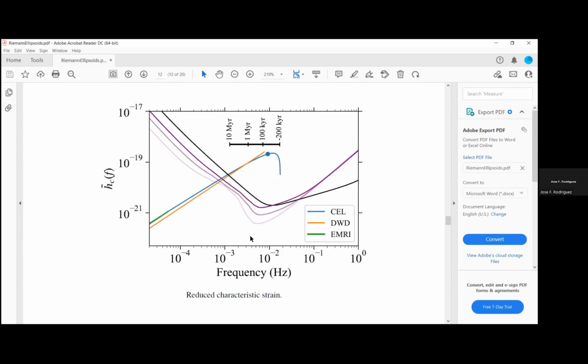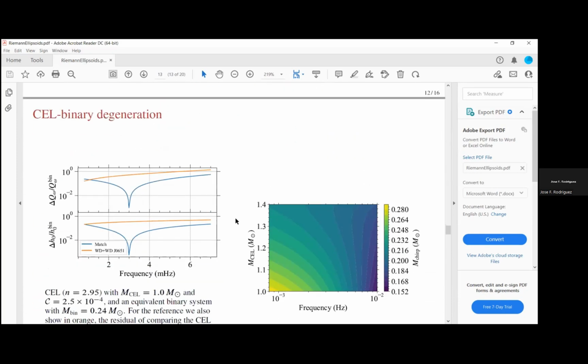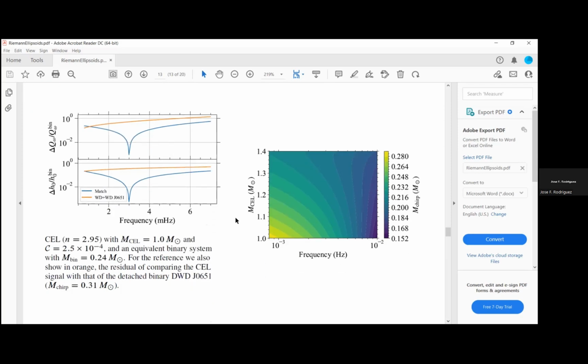In this plot, I show you the characteristic strain of these objects, and you can see that the characteristic strain is above the LISA and TianQin noise curves, so they are detectable in principle. Now, here I compare the phase evolution of a chirping ellipsoid and a binary. You can match them at a point and they continue to evolve almost indistinguishably. They are the same for a long period of time, given that the evolution of these objects is very slow.